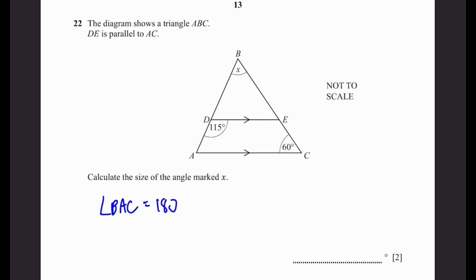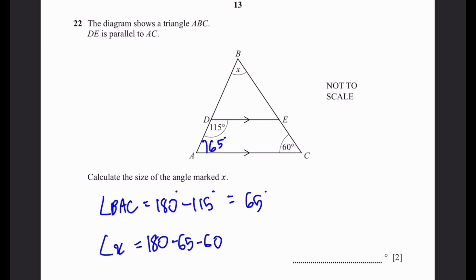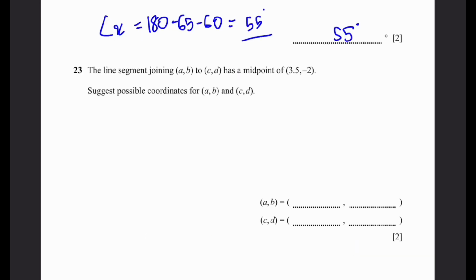So 180 minus 115 is equal to angle BAC, which is 65 degrees over here. So now angle X is equal to 180 minus 65 minus 60, which is equal to 180 minus 125, 55 degrees. That's the answer. Question 23.